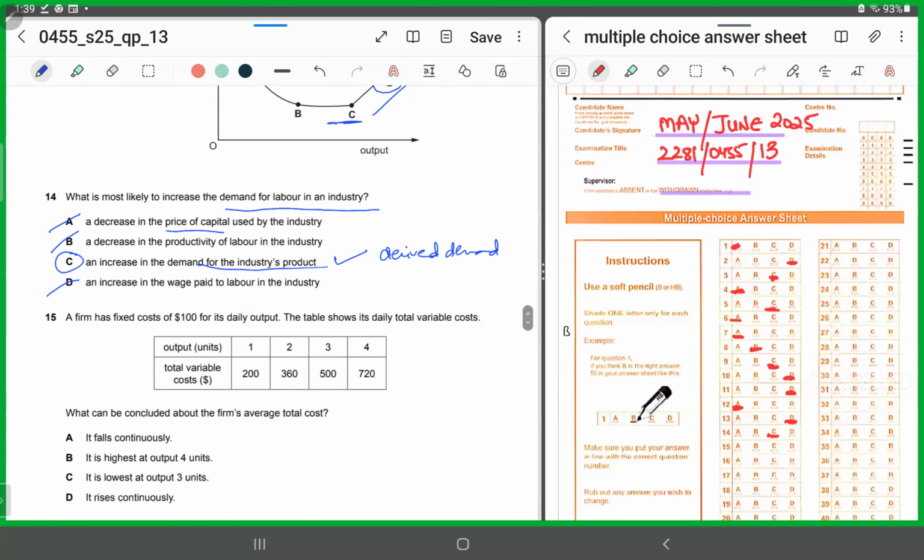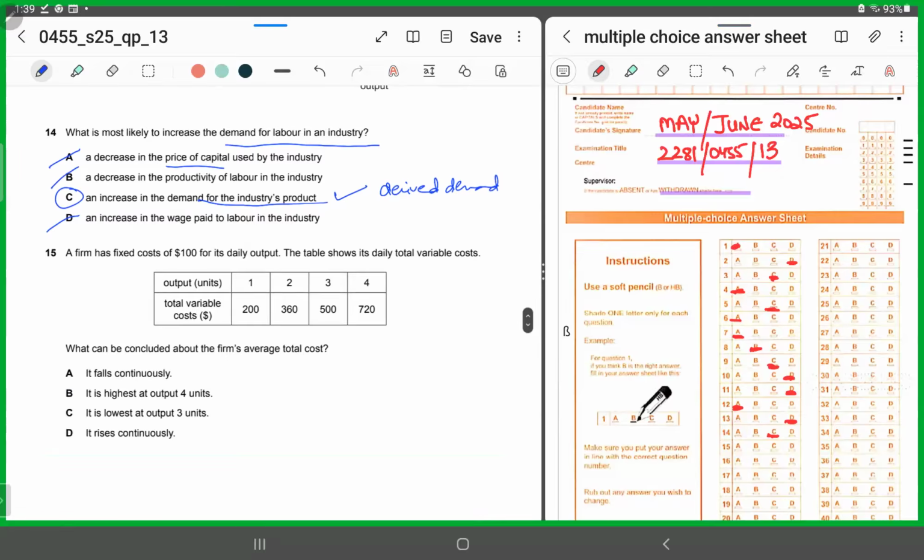15. Question 15 displays the costs table. It's talking about the variable cost at each output level, and it's saying the fixed cost is $100. It's asking us what has happened to the average total cost.